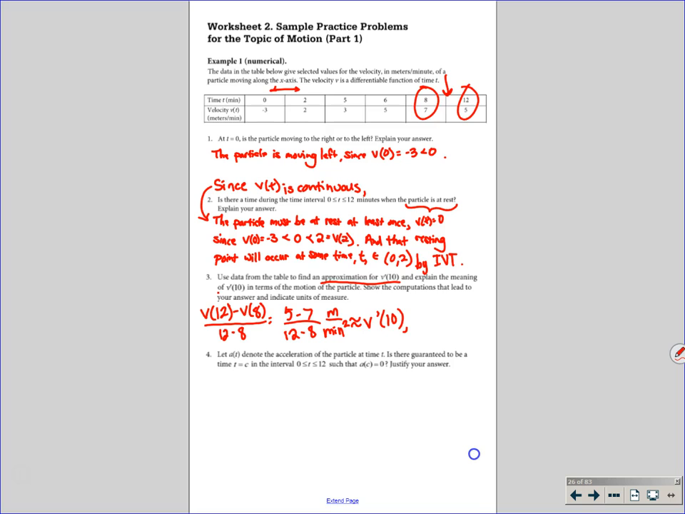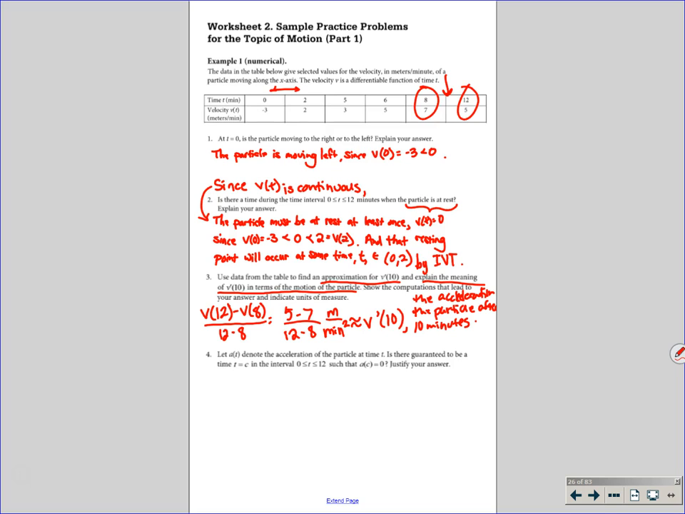Explain the meaning of V prime of 10. Same with the meaning of this. The acceleration of the particle after... I don't like saying at, after makes more sense. After how much time has passed? After 10 minutes. Look, it's as easy as that.